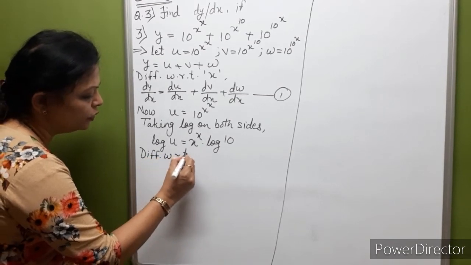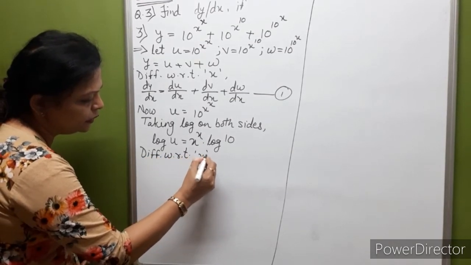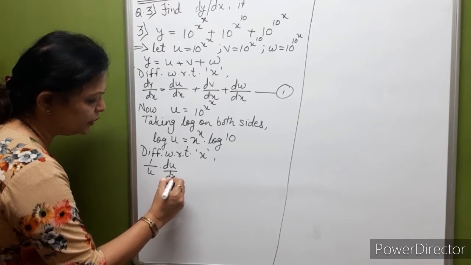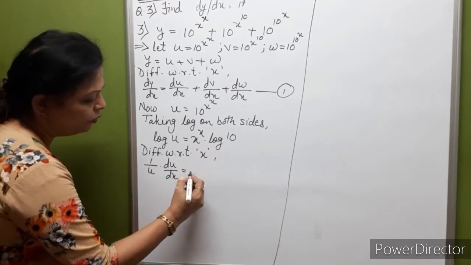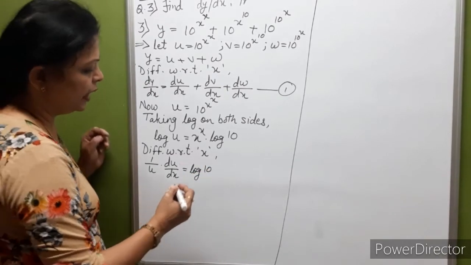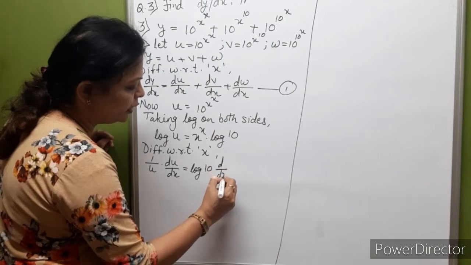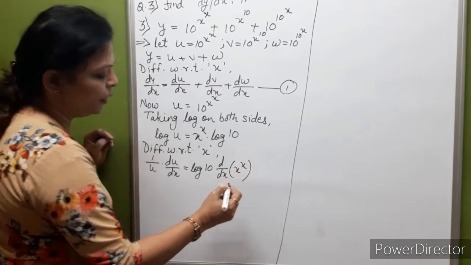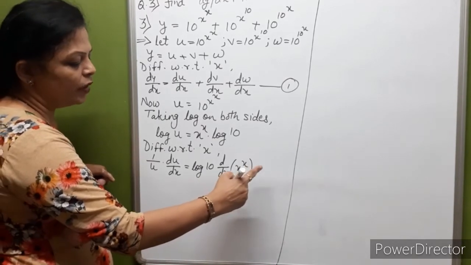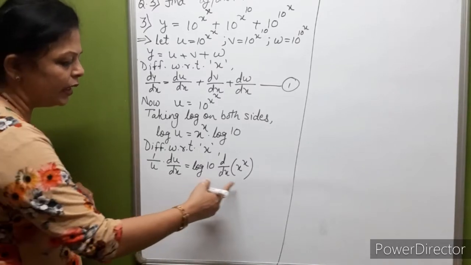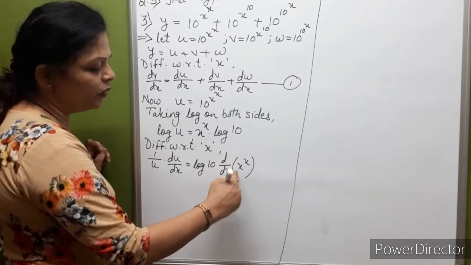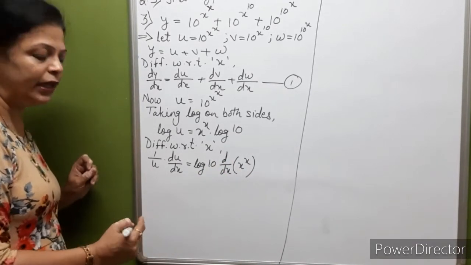Differentiating with respect to x. What will you get? 1 upon u into du by dx is equal to, now this log 10 will remain, it is a constant, so you can keep it aside, and you will differentiate d dx of x raised to x. Now in the previous sum we have done what, you know what is d dx of x raised to x? It is x raised to x into 1 plus log x. So directly we'll write it over here, but in the exam you will show what is the derivative of this x raised to x. Don't take the value directly.